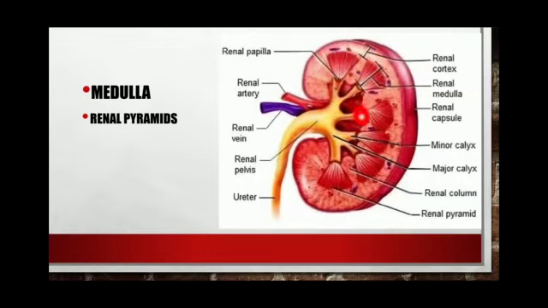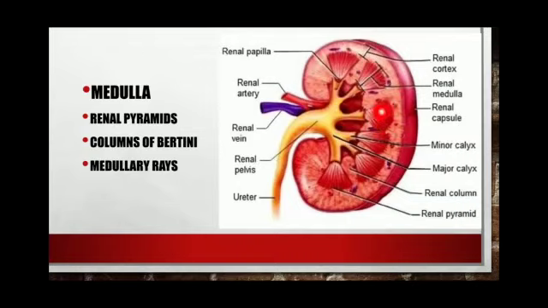These are the renal pyramids, triangular renal tissues whose base is directed towards the cortex and the apex is directed towards the renal pelvis. They are nearly 4 to 14 in number, and they are separated from one another by the columns of Bertini. Some of the pyramids show striations which extend into the cortex. They are called medullary rays or renal papillae.